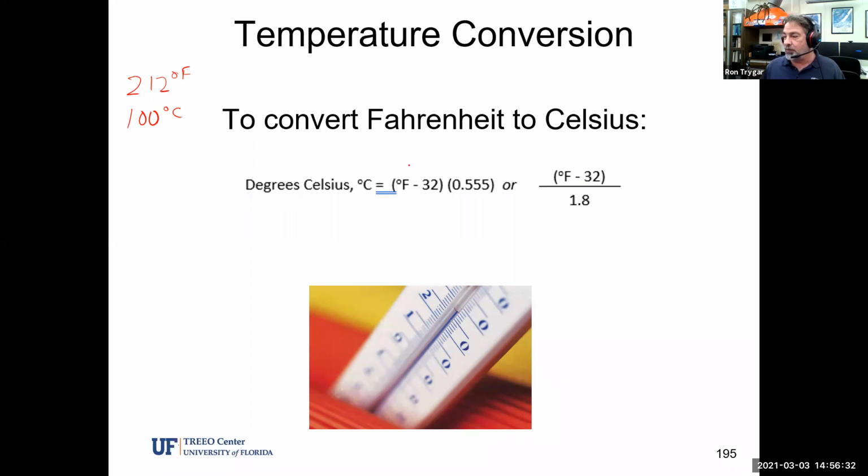Now, there are two formulas here to come up with degrees Celsius. The first one shows, in parentheses, degrees Fahrenheit minus 32. So we would do the parentheses first and then multiply by 0.555. Or you have another choice, the division method, which shows degrees Fahrenheit minus 32 as your numerator, and then divide that by 1.8. So either way, parentheses comes first, and you do the subtraction.